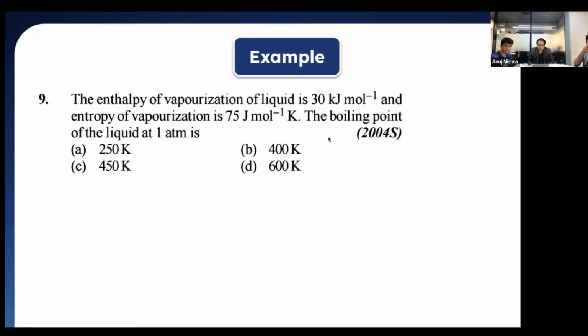Enthalpy. Answer नहीं किया but you can try. Enthalpy of vaporization of liquid is given, entropy of vaporization is given, boiling point of the liquid is given. Enthalpy delta H is equal to delta U plus delta PV.